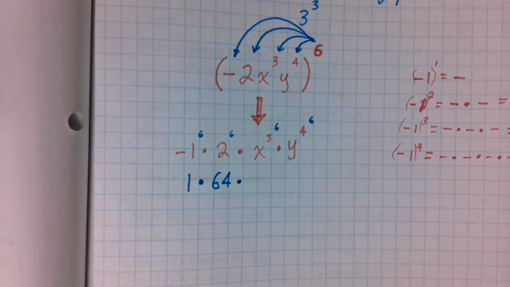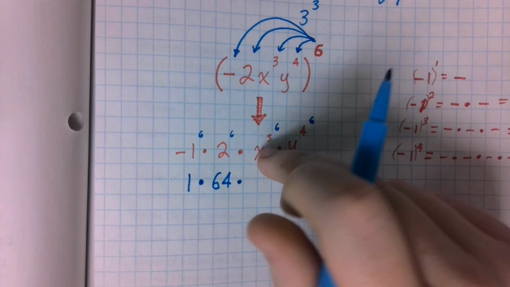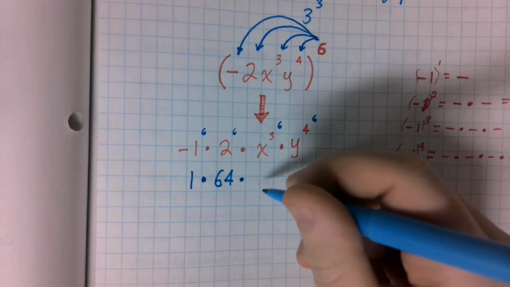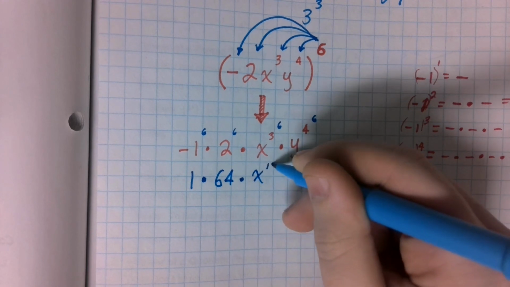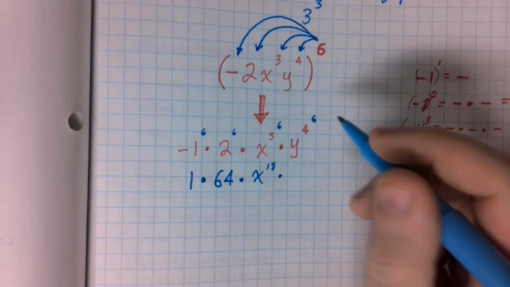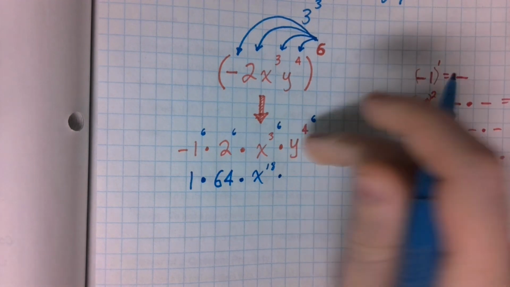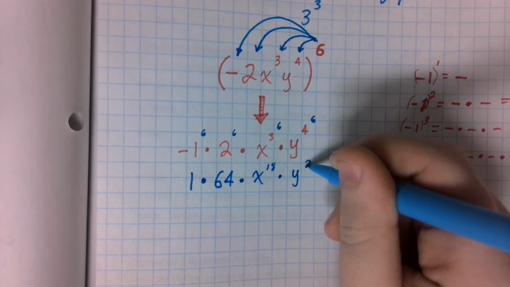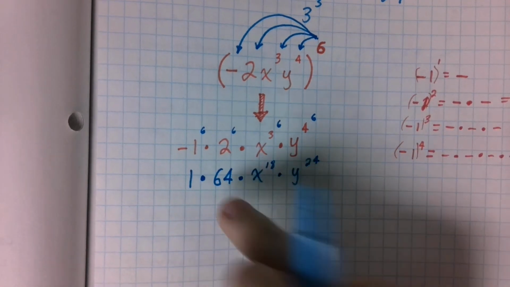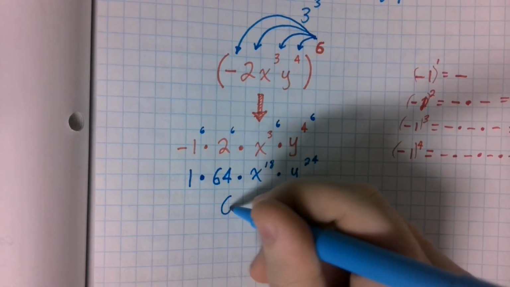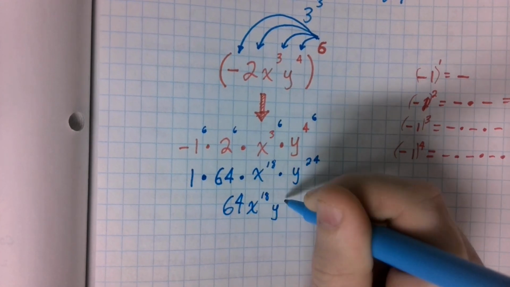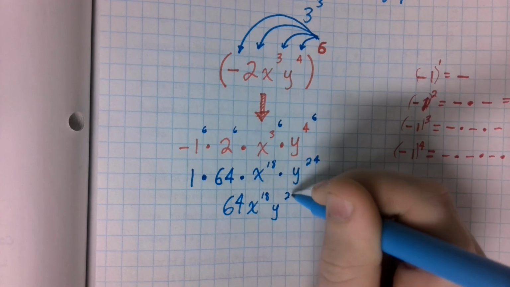X cubed to the sixth we can simplify because we have something to the third power being taken to the sixth power, so we multiply them. This is x to the 18th. Finally, y to the fourth to the sixth can be interpreted as y to whatever 4 times 6 is. That's 24. When we put this all together, 1 times 64 is just 64, so we can almost pretend like the 1 never existed. Your answer is 64, x to the 18th, y to the 24th.